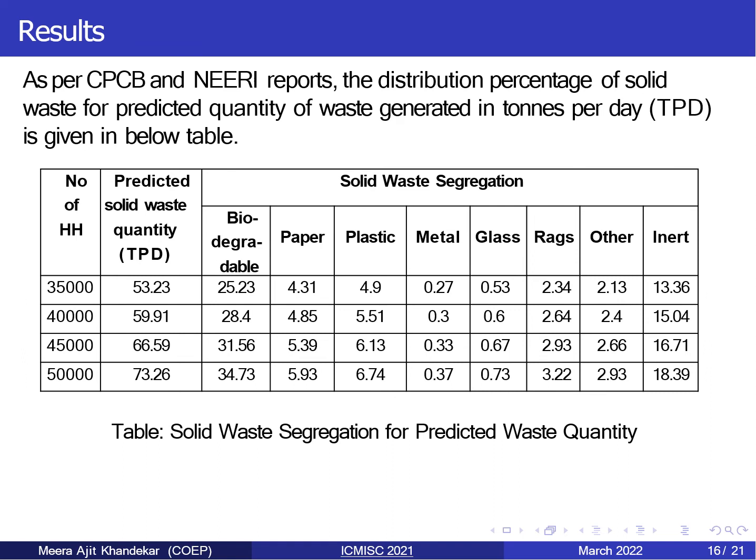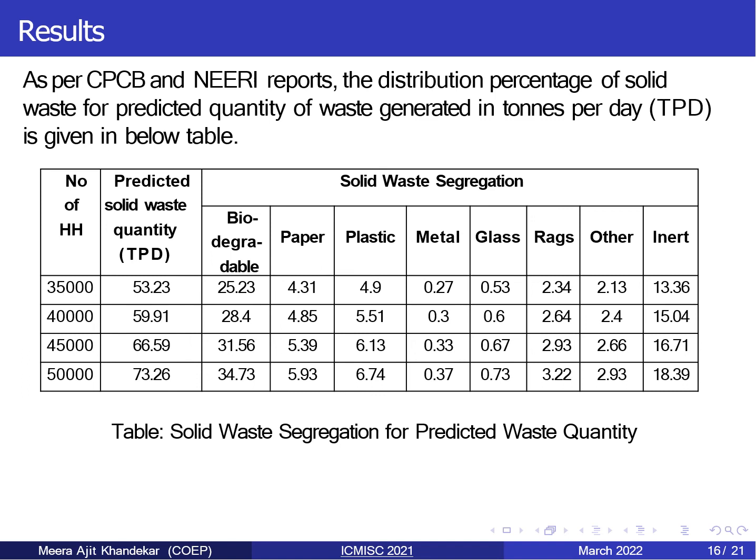For 35,000 households, predicted solid waste is 53.23 tons per day. If number of houses increases from 35,000 to 40,000, then solid waste generated would be 59.91 tons per day. We have percentage distribution of solid waste as per the report shared by Central Pollution Control Board and NEERI. Using the same table, we can further segregate how much biodegradable waste, paper waste and plastic waste is generated per day.